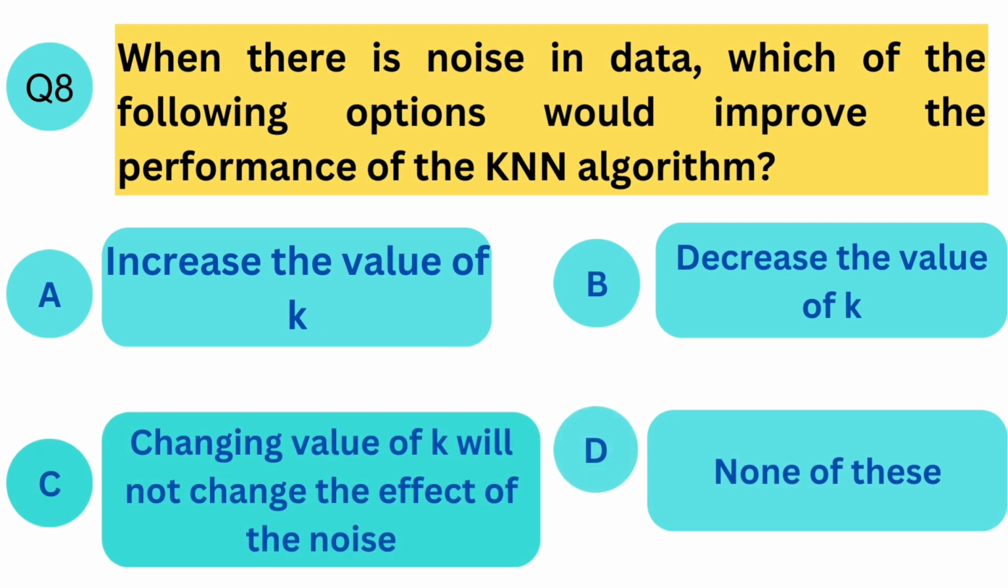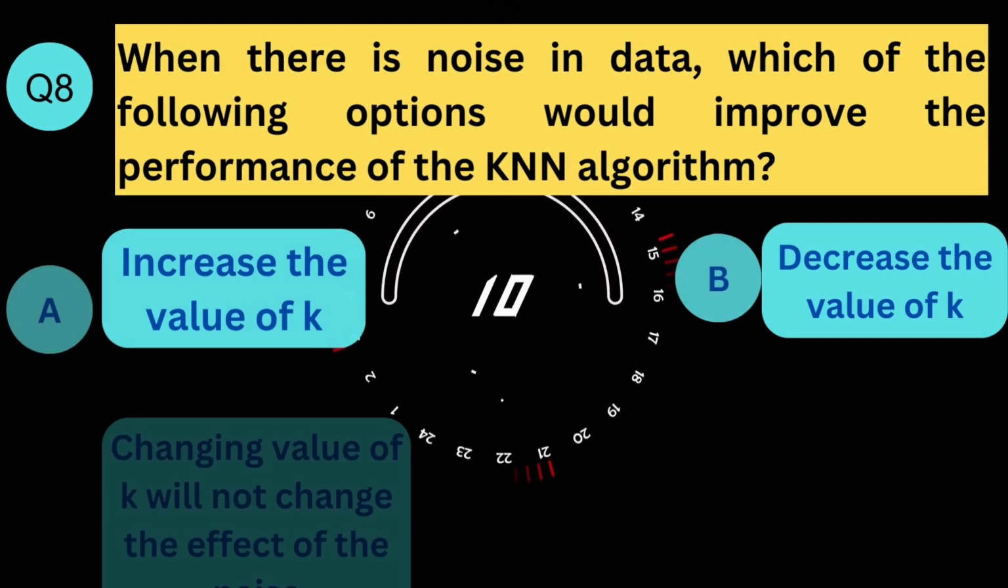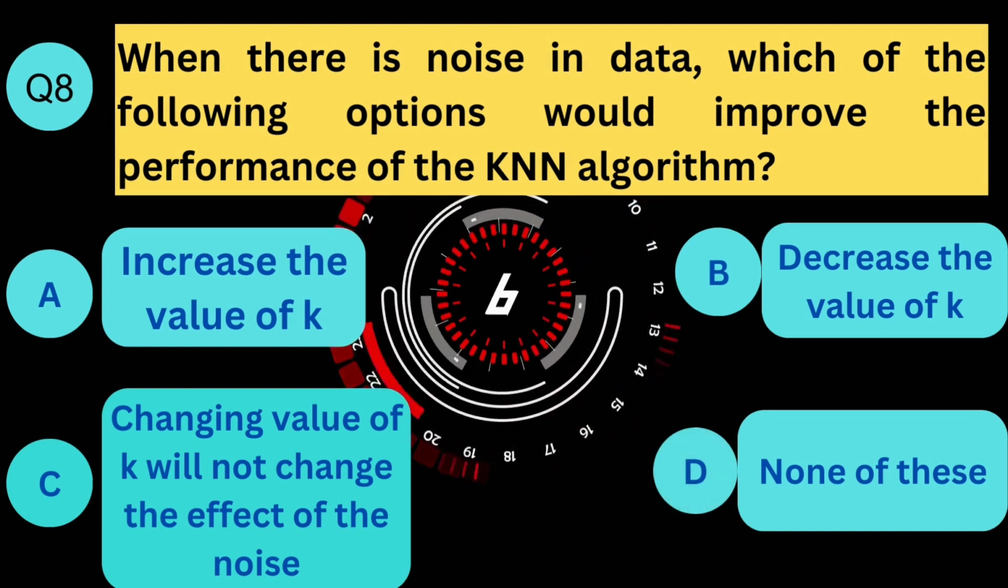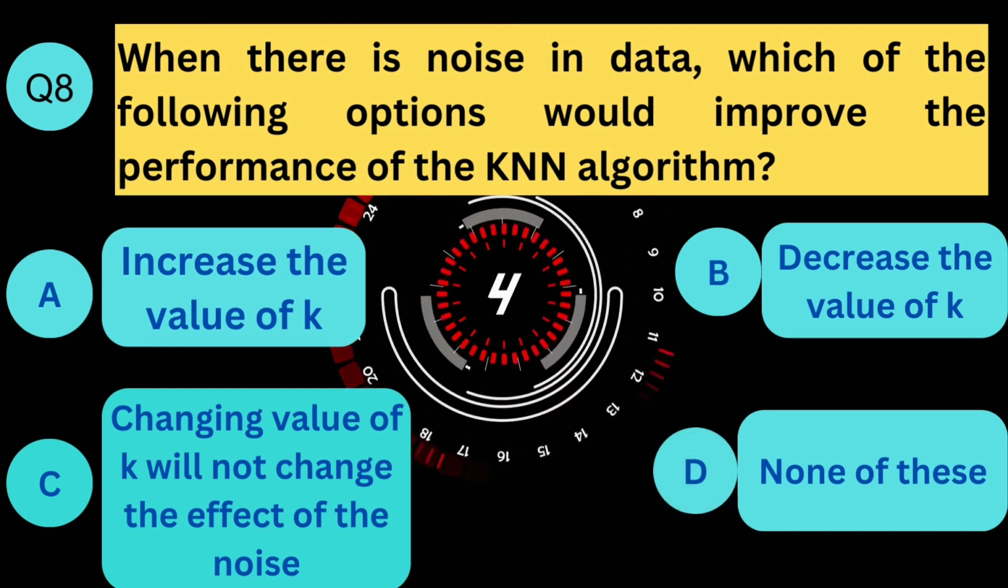Question 8. When there is noise in data, which of the following options would improve the performance of the KNN algorithm? A. Increase the value of K. B. Decrease the value of K. C. Changing value of K will not change the effect of the noise. D. None of these.